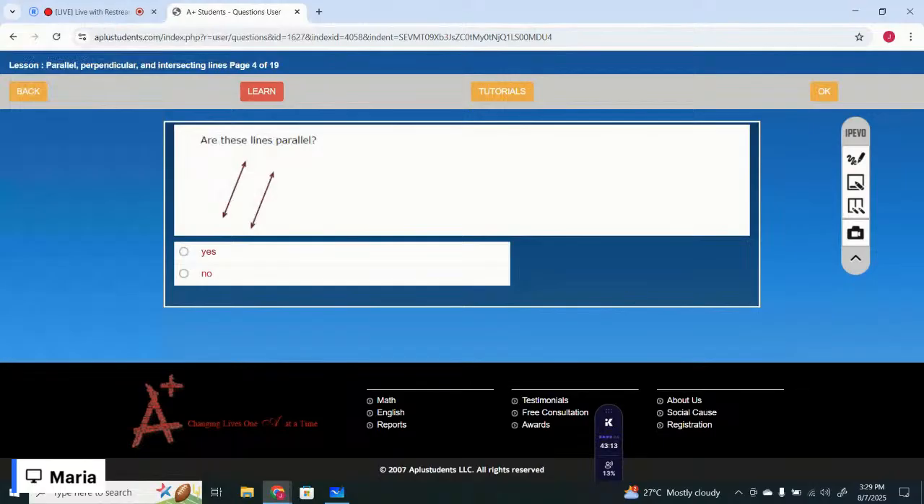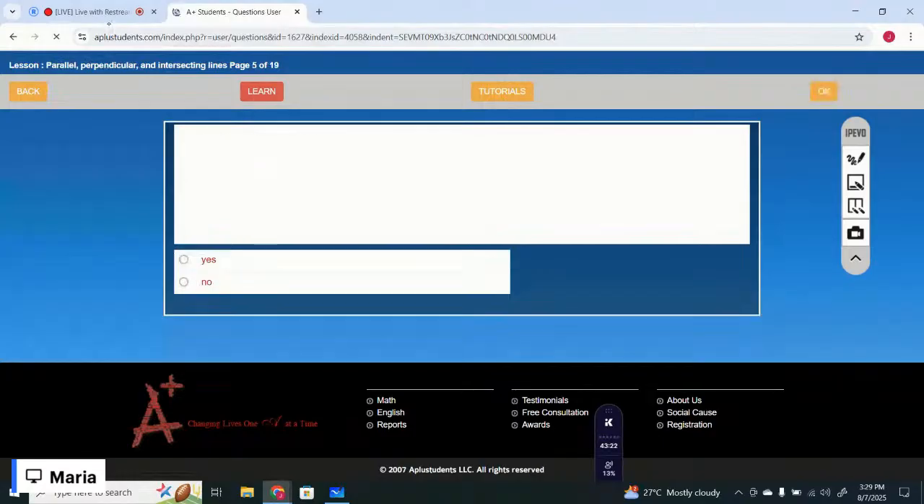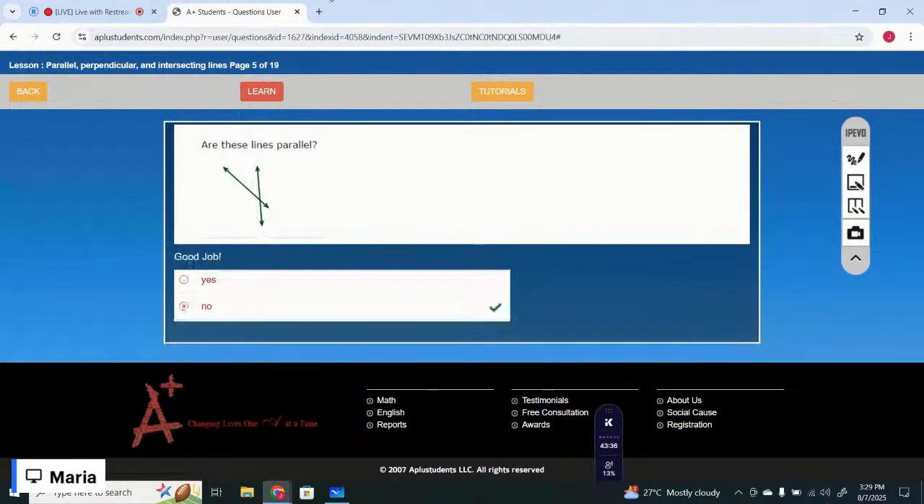Are these lines parallel? Yes, they are parallel lines. They never intersect each other. So they are parallel lines. Are these lines parallel? No, they are not parallel lines.